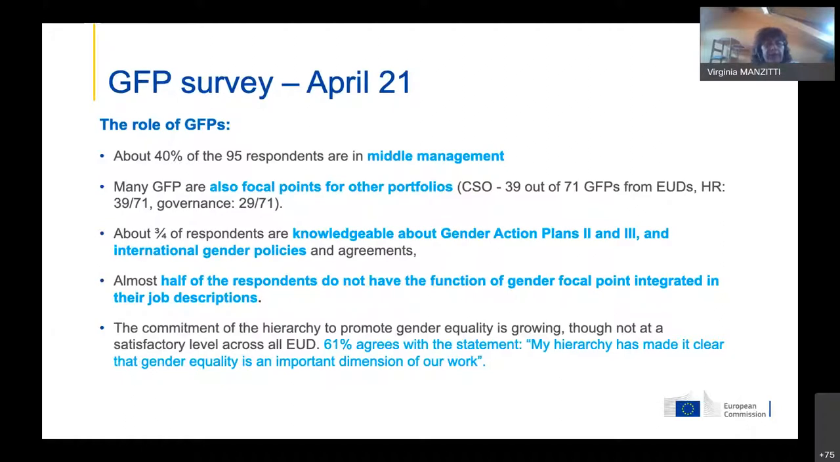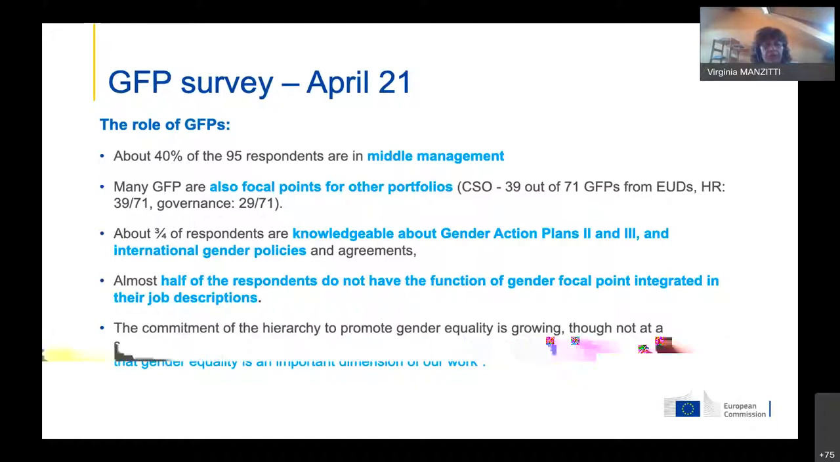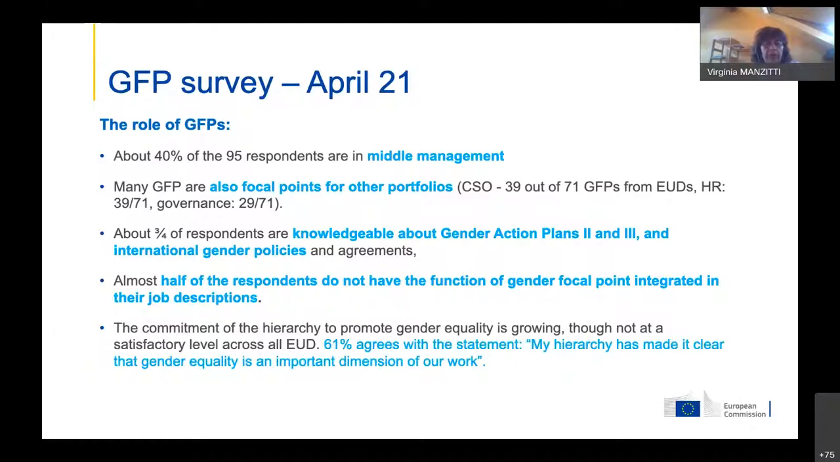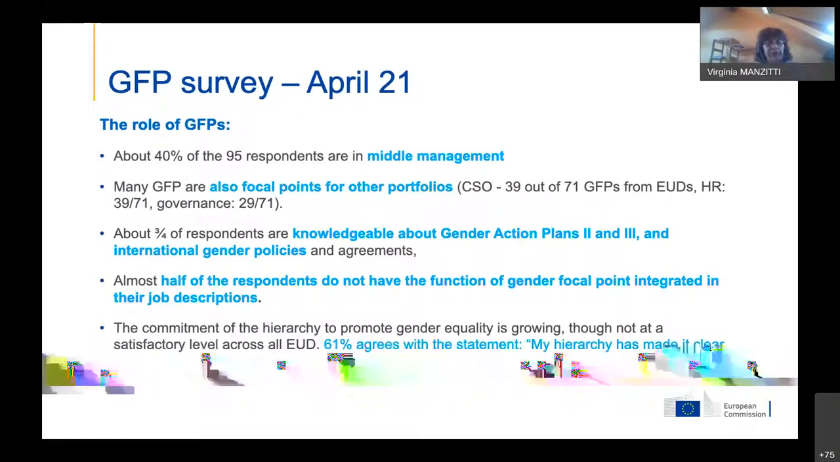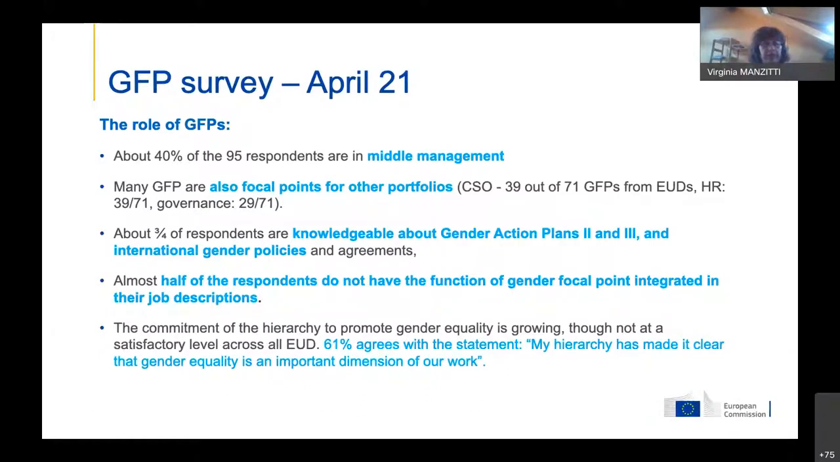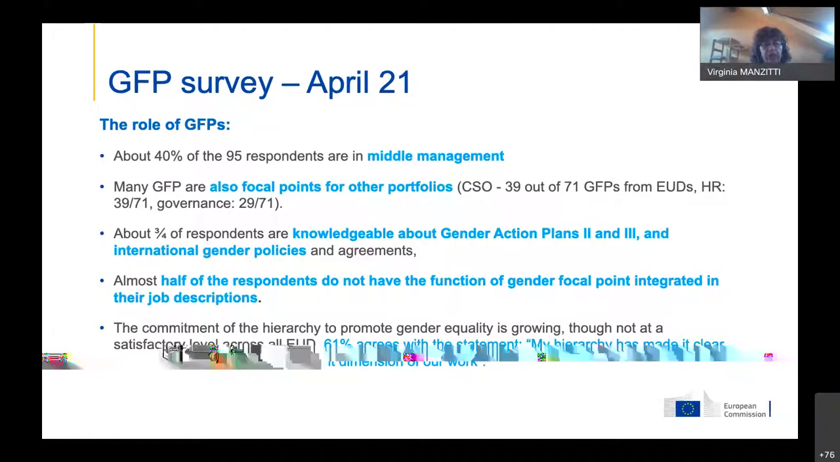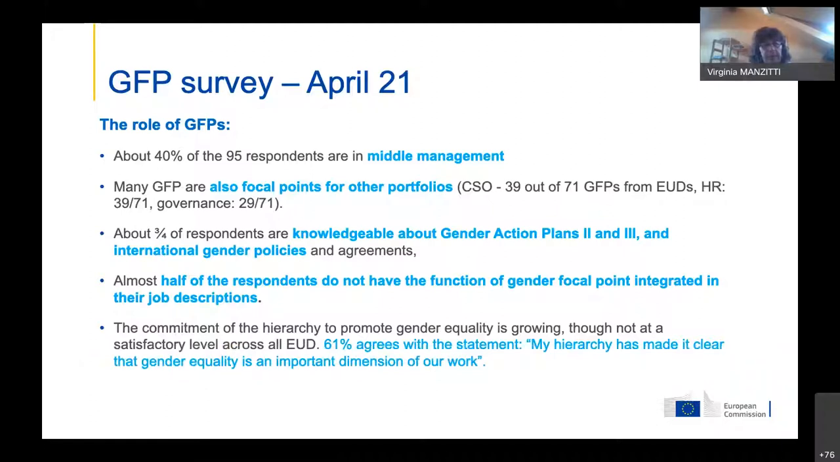With pleasure, we noted that about 40% of the respondents are or have a middle management position. Of course, many of them have also other focal point functions. This could be also good because gender is not a separate playground. It needs to be as much as possible integrated. Three-quarters of the respondents consider that they are knowledgeable about gender action plans and about gender in international partnerships. And half of the respondents consider their role is already in the job description. They feel that commitment in hierarchy is growing. So this is also a good point. So GAP-free is making its way.